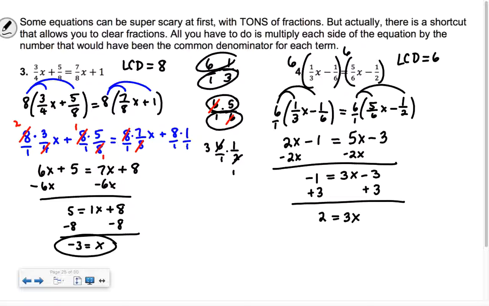Do you guys see why we're dividing by 3? Because we have 2 equals 3x. So we divide by 3 to get rid of the 3. We do the opposite operation, so we get x equals 2/3. So don't be scared if you don't have numbers like x equals 7, x equals 10. Sometimes they're fractions. Okay, so I want you guys to try the next one.